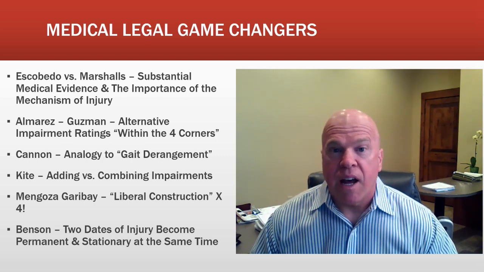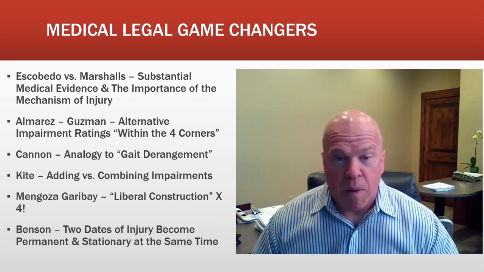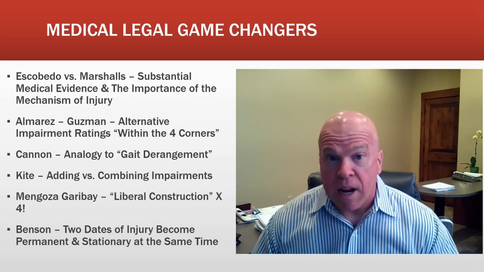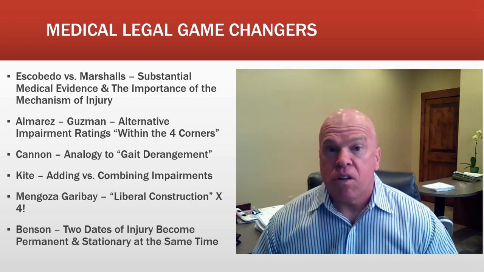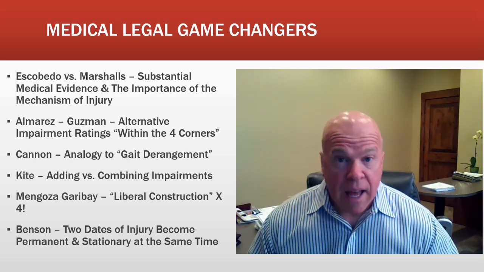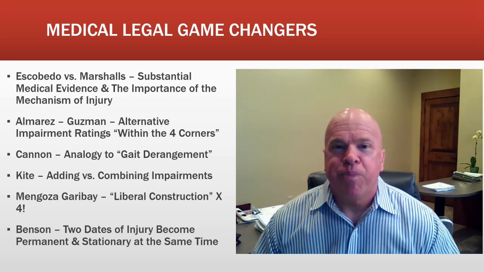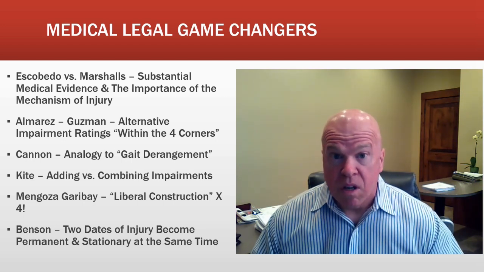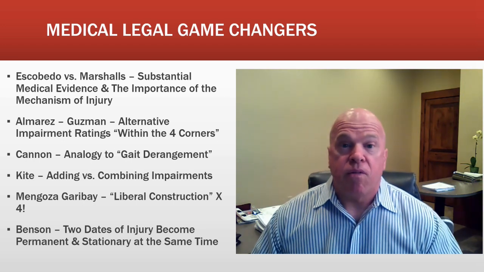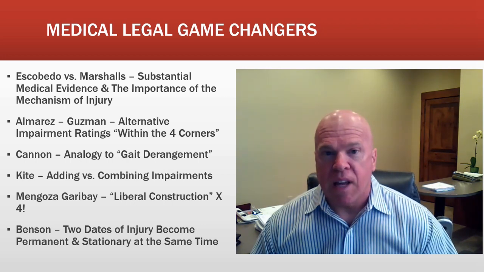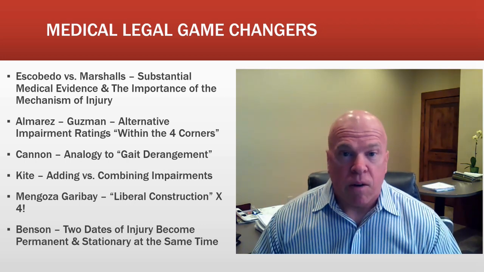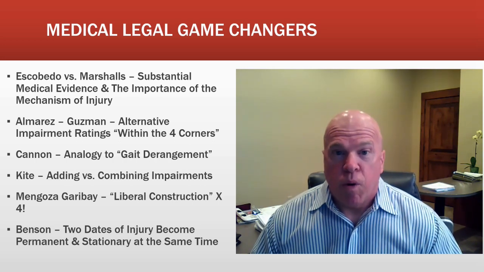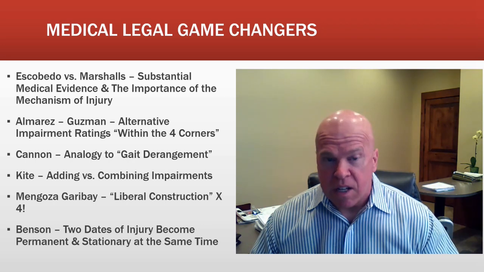And in this session on the Alvarez and Guzman line of cases, we talked about exactly how to provide for an alternative impairment rating within the 4 corners of the AMA guides if you so decide that an alternative impairment rating is a more accurate description of the examinee's impairment than is an impairment rating provided for under the strict application of the AMA guides. And there's an exact recipe and formula for providing for these alternative impairment ratings, and we went over that in great detail in session number 2.